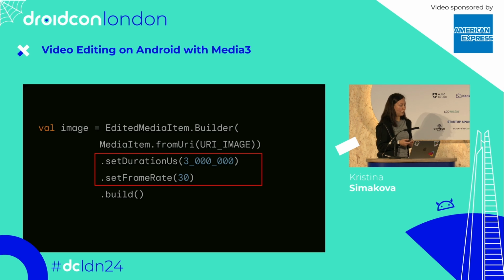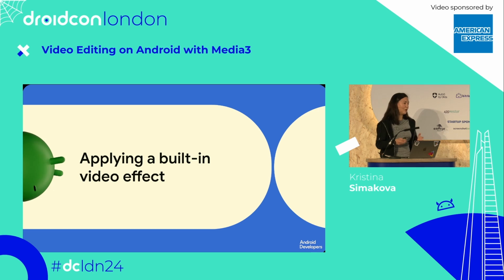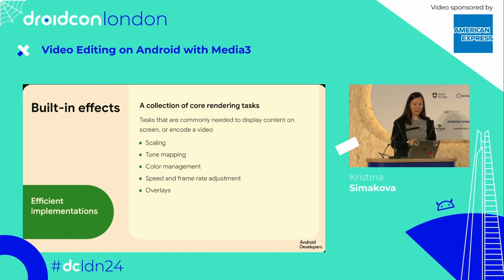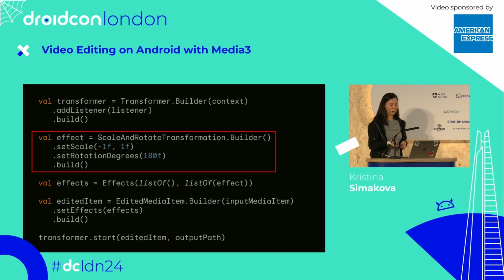And next, we'll learn more about effects. Media3 includes a host of video effects that you can use directly out of the box. The built-in Media3 effects are suitable for fundamental rendering tasks. With these effects, you can solve common problems that arise when you display content on the screen or when you encode a video. We provide efficient implementations for video scaling, tone mapping, and more. Let's look at some examples.